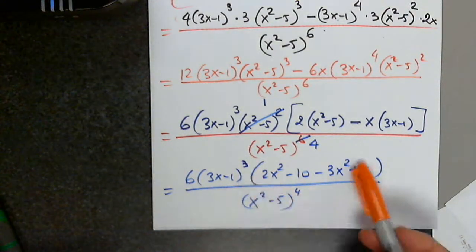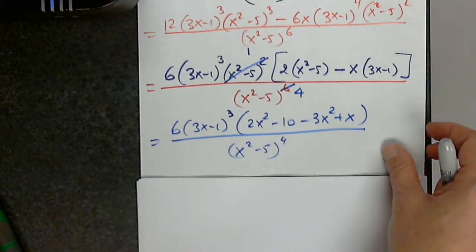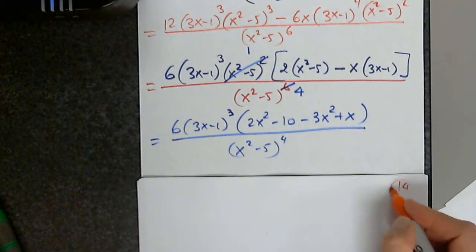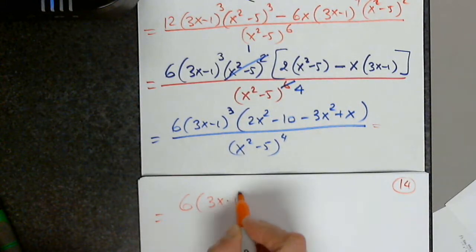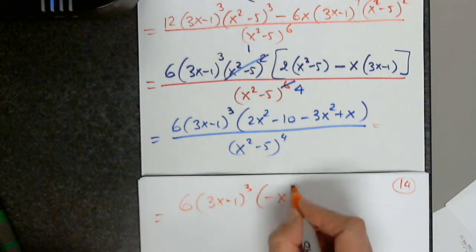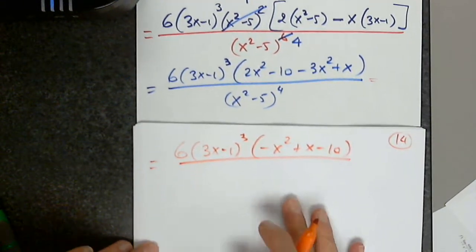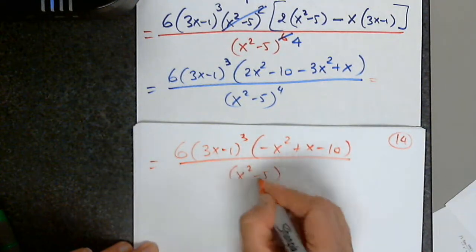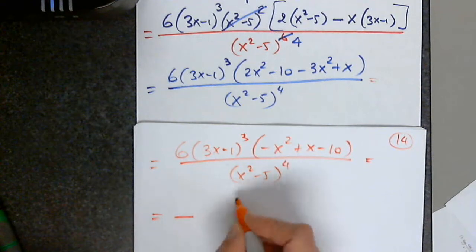Yes, I'll combine like terms in here. Nothing else simplifies. I will factor out the negative leading coefficient if I get a negative leading coefficient in a moment. So this is indeed negative x squared plus x minus 10 over x squared minus 5 to the fourth. And I see a negative leading coefficient. I will put it in front.